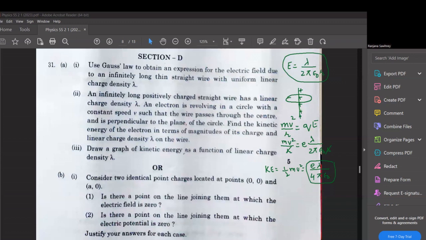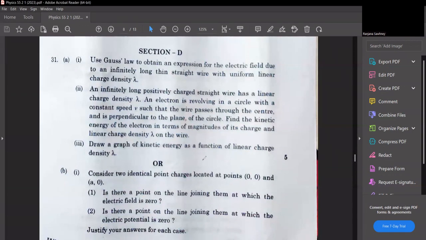Part C is to draw the graph between kinetic energy and the linear charge density. From this expression, we see that kinetic energy is directly proportional to lambda. Hence, the graph will be a straight line. There is a choice in this question.